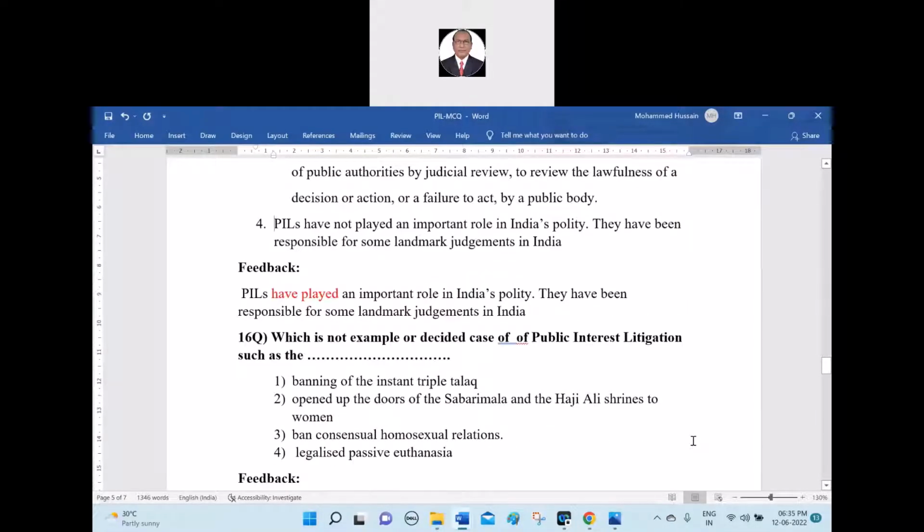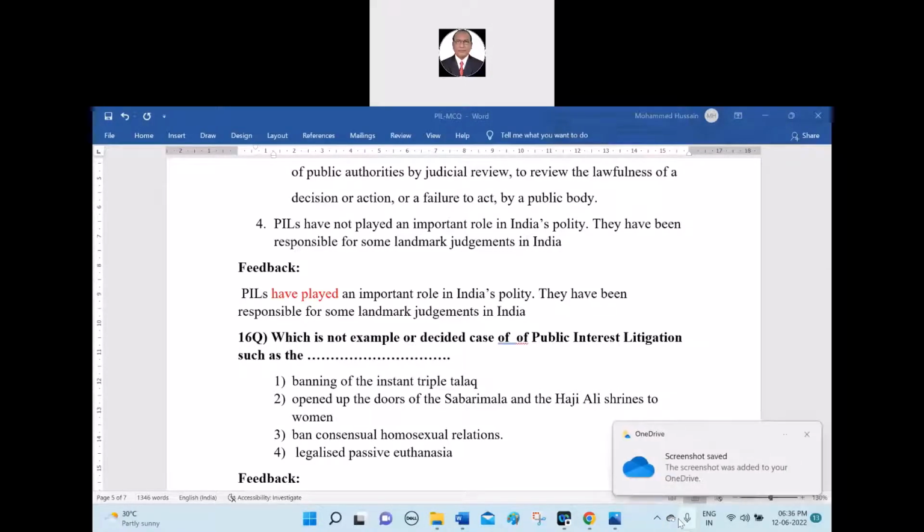16th question. Which is not an example or decided case of public interest litigation, such as: number 1, banning the instant triple talaq; number 2, open up the doors of the Sabarimala and Haji Ali shrines to women; 3, ban consensual homosexual relations; 4, legalize passive euthanasia. Which one is the correct answer?